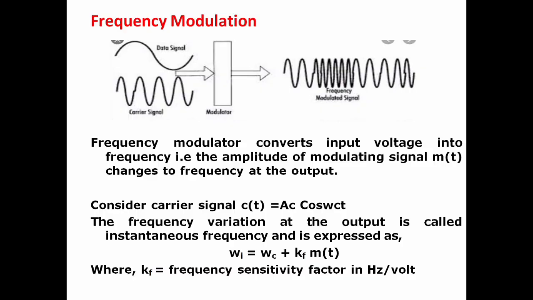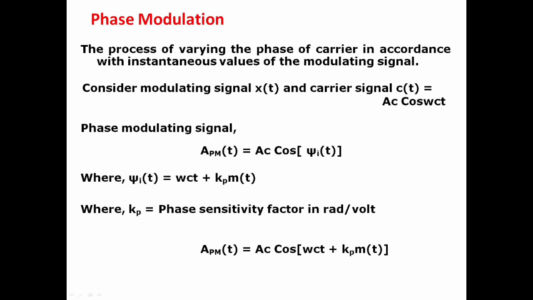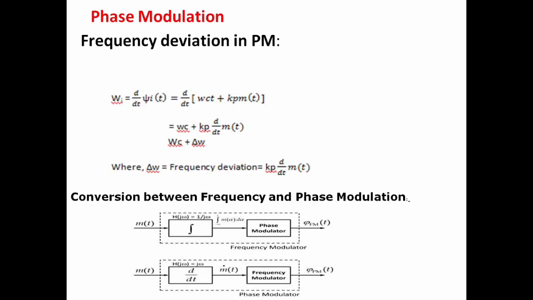Next we find the phase modulation. The same expression is used in phase modulation. So PM of t is equal to Ac cos omega i t, where omega i can be replaced by omega c t plus Kp of m of t. Here Kp is the phase sensitivity factor in radian per volt. Next is the frequency deviation. For frequency deviation, you find the expression relating frequency modulation to phase modulation and phase modulation to frequency modulation.